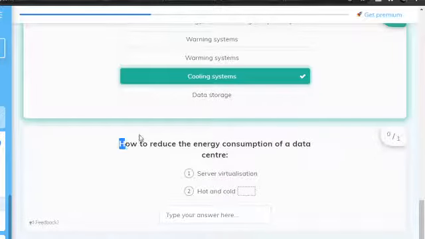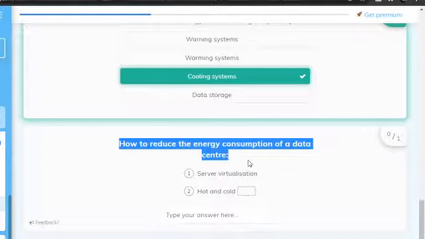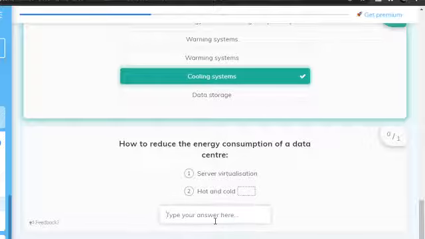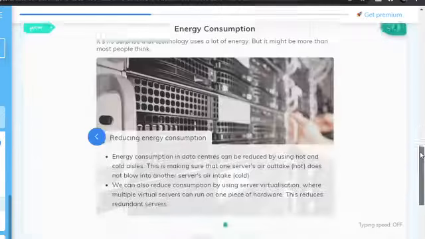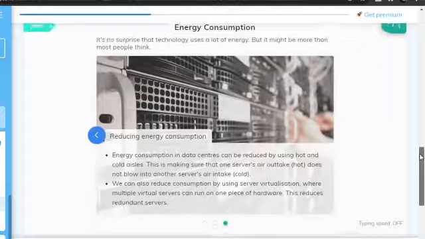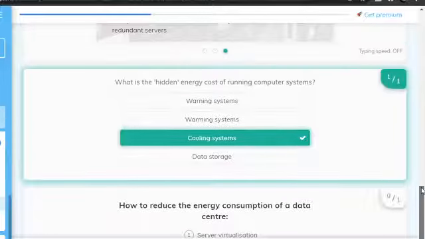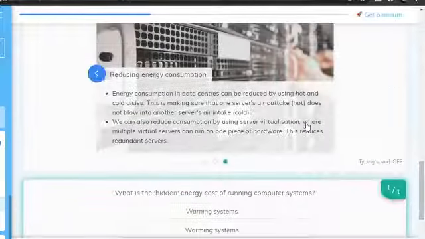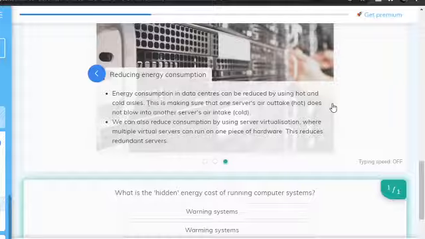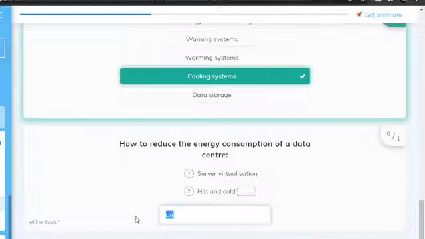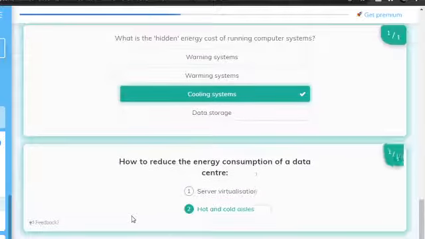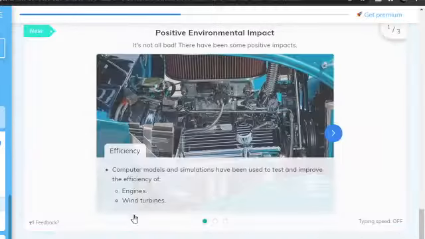How to reduce the energy consumption? Hot and cold rooms. There's hot and cold something. Hot and cold what? Hot and cold air. How to reduce the energy consumption? Reduced by server isolation and reduced by using aisles. Well, this depends on how rich you are. You will have rooms or aisles.